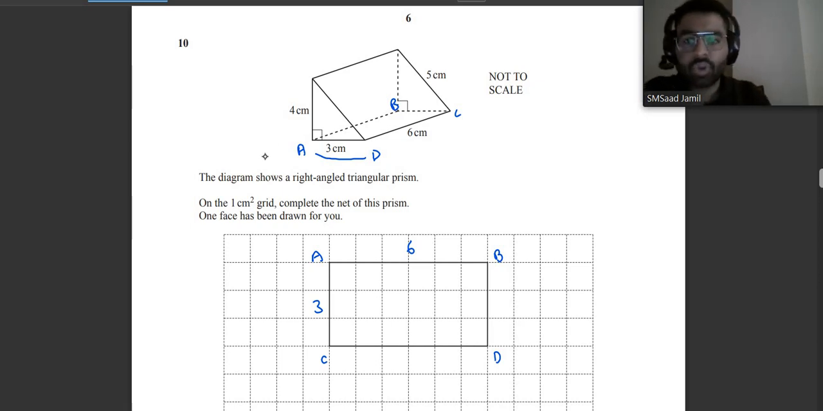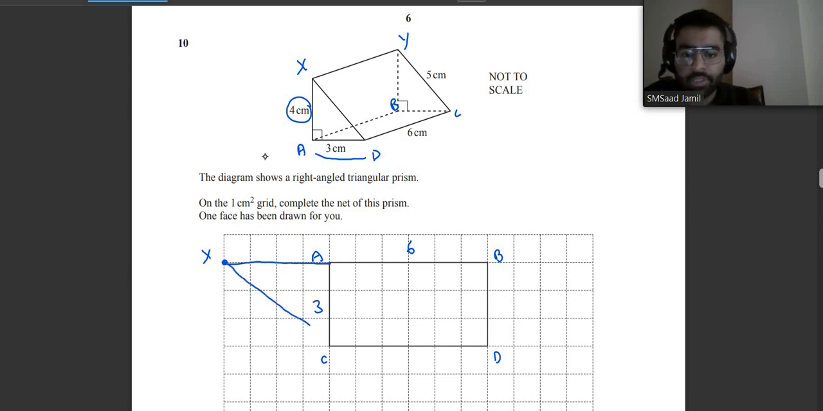Now let's call this point X and let's call this point Y. X is directly above A. And how much? It's 4 centimeters. So 1, 2, 3, 4. We draw X over here. We make a straight line. You guys need to use a scale, remember that. And you join, just like X is joined to C.